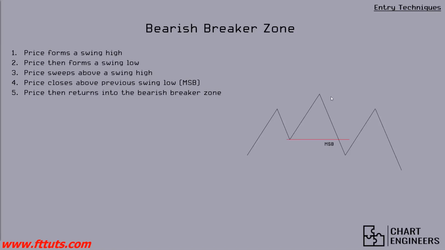So now we have our push down, market structure break, we anticipate the market to continue lower, price comes up, retraces back into our bearish breaker zone, and now this is where we get into our sells, anticipating the market to expand down.